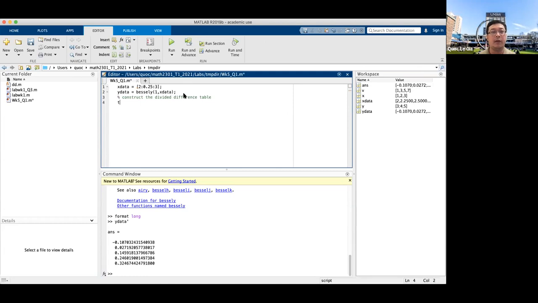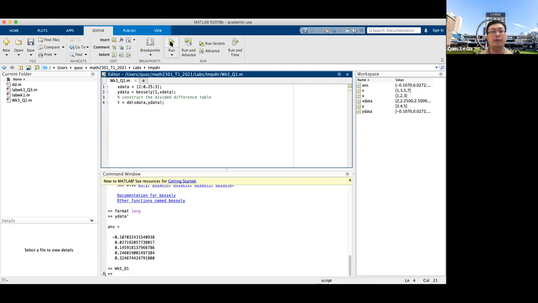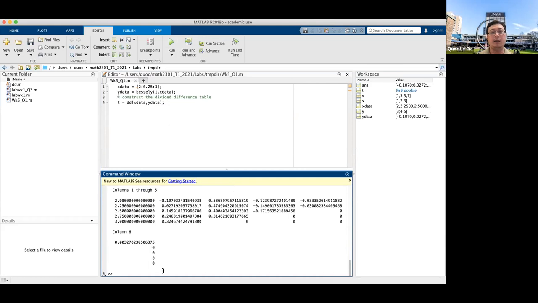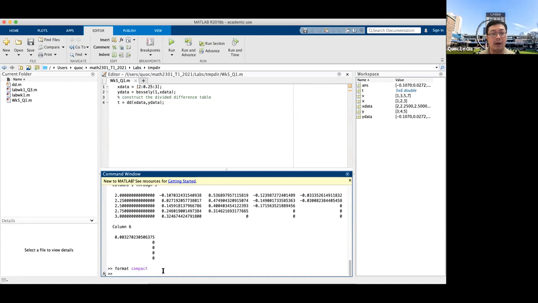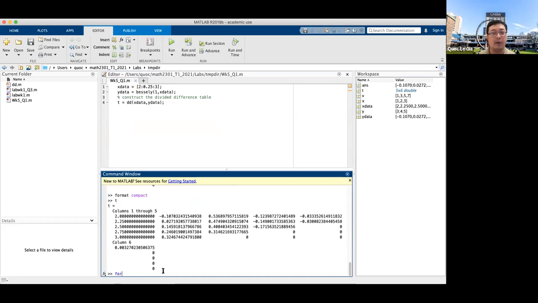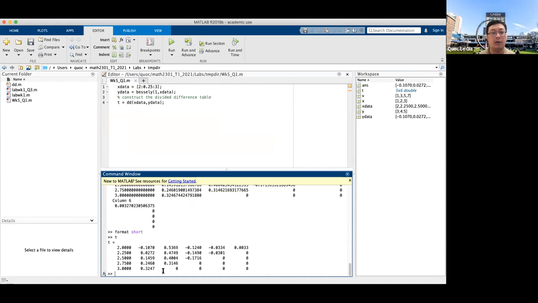So I got T will be DD divided difference table X data, comma Y data. Okay. And now you can run it. If I run it, then you can see that this is my divided difference table. So maybe let's make it easier to read. So I have maybe format short. Okay, so you can see that this table is right here.